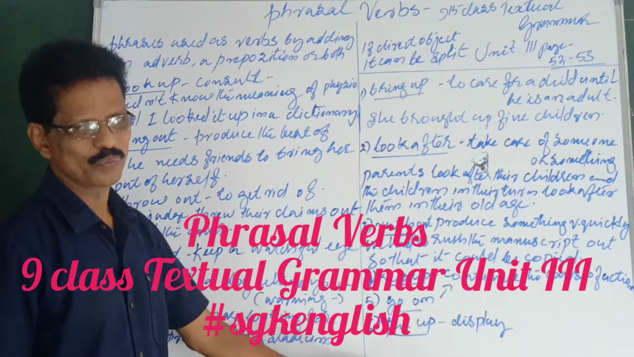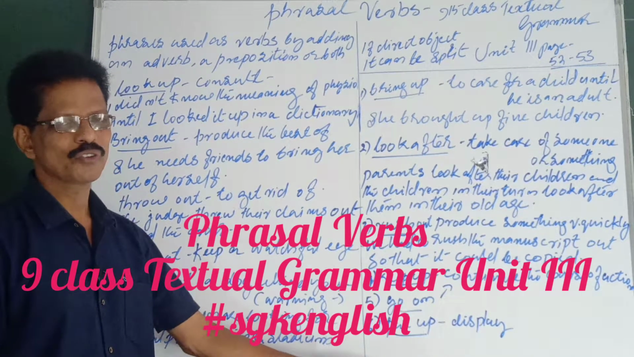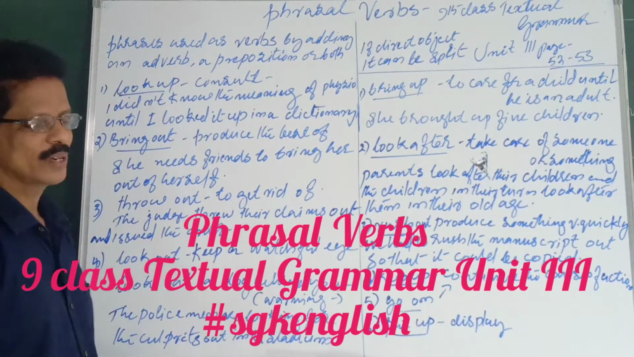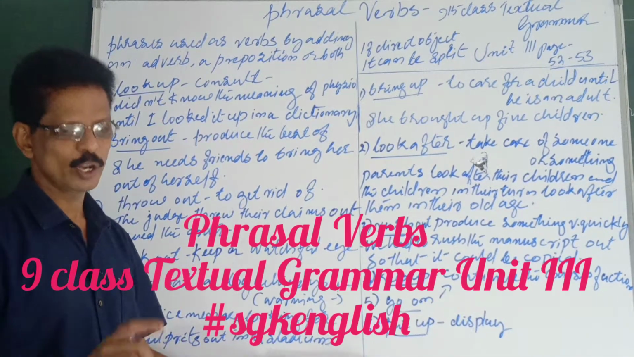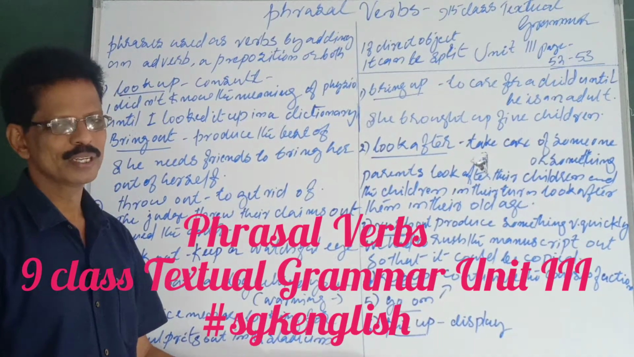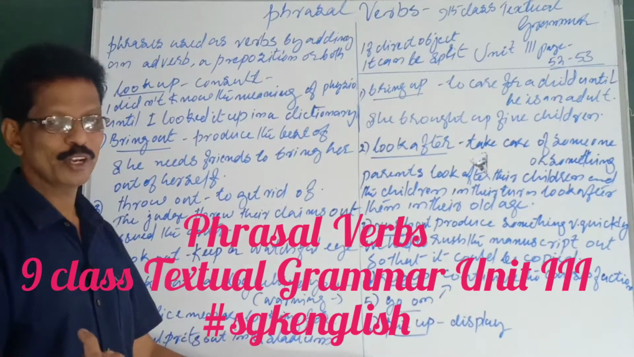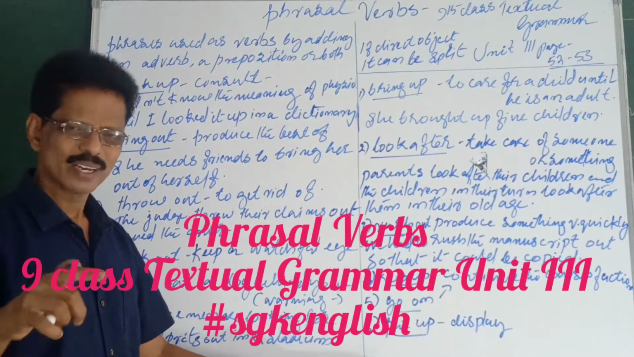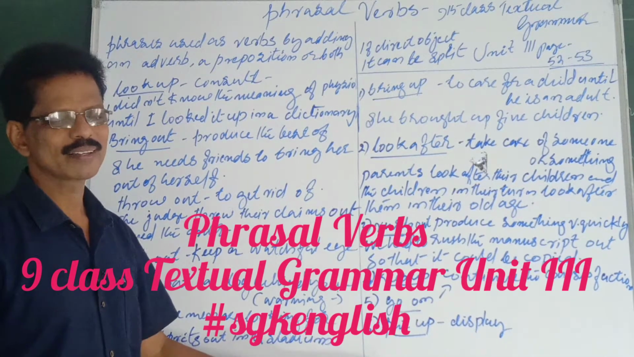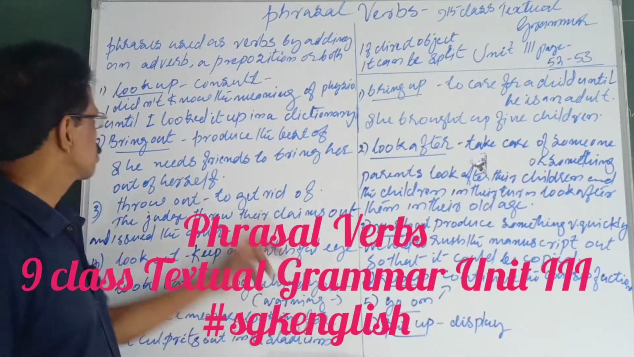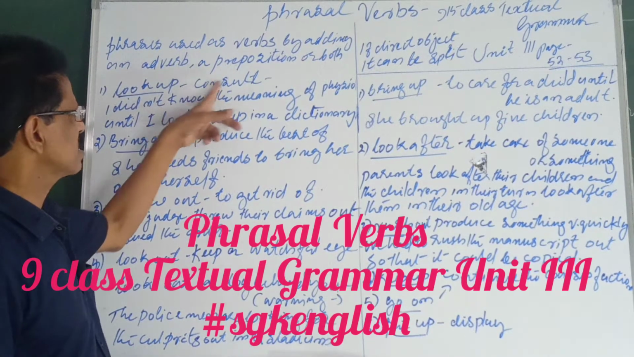Okay, so let us come to the first phrasal verb. Look up. Now, up is an adverb actually. Look up, sit down, go out are adverb types. So look into. Into means preposition. Look into means investigate, search. The police are looking into the murder case. That is different. So look up means consult.